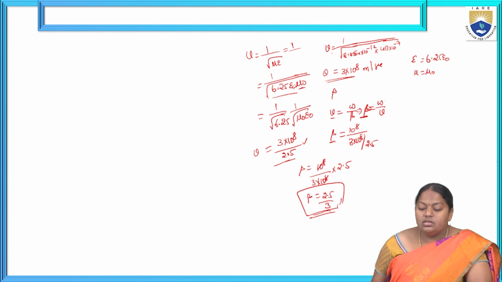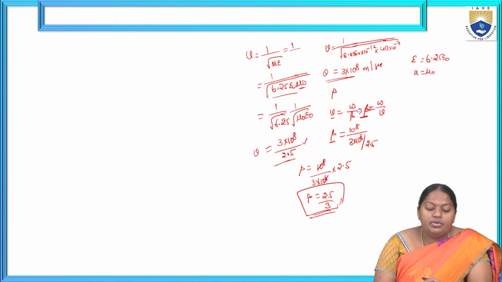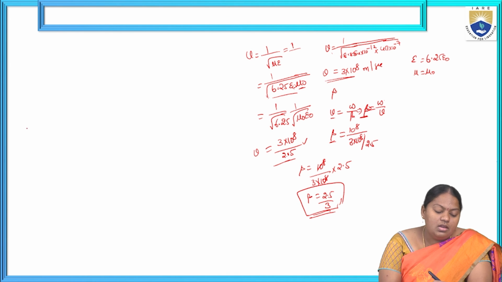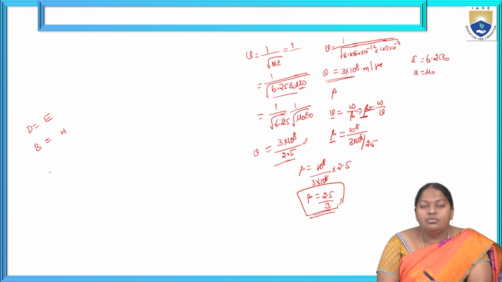Right? So this is the way we have evaluated some of the problems based upon Faraday's law. Now, to solve some of the problems based upon this Faraday's law, first we need to know the relations between D and E and B and H, along with the point form or differential form and integral form of Maxwell's equation in time varying fields as Faraday's law.